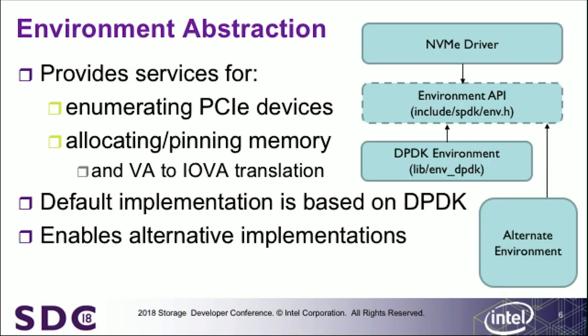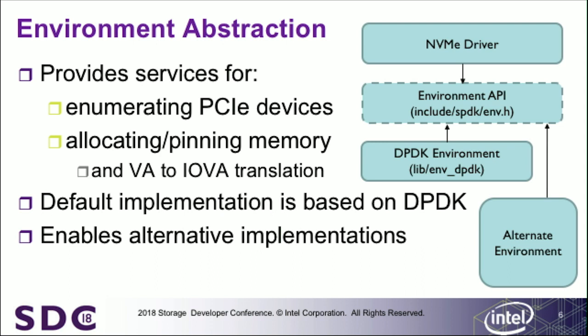The default implementation of that is based on DPDK. So if you go out to GitHub and pull down the source code, you're also going to end up pulling down a submodule that has DPDK, and that's the default implementation. But what we found was that there are cases where users have their own implementation. For example, somebody may be using NVMe, they already have a framework that's similar to DPDK, and they don't want to use DPDK, they want to use what they already have.